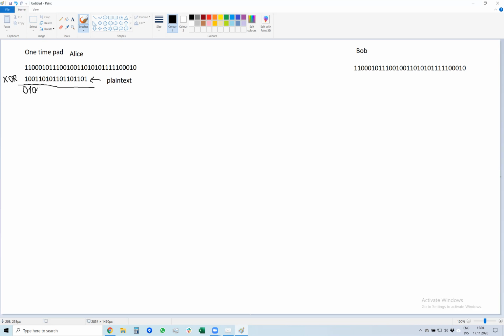0 bit is written in the same way. 0 means bit is copied. 1 means it's flipped to the opposite. 0 and 1. It's written the same way. It's flipped. It's flipped, written in the same way. 0 XOR 1 is 1, 0, 0, 1, 0, 1, and 1. And this is the ciphertext.